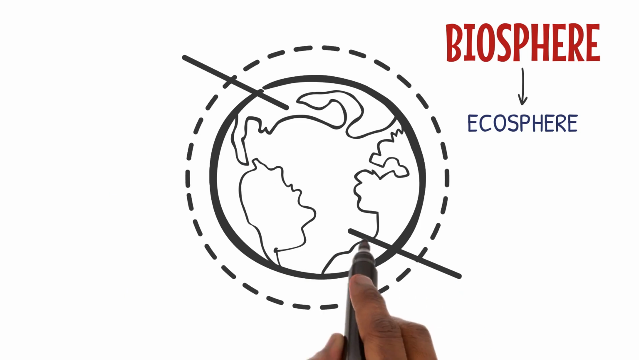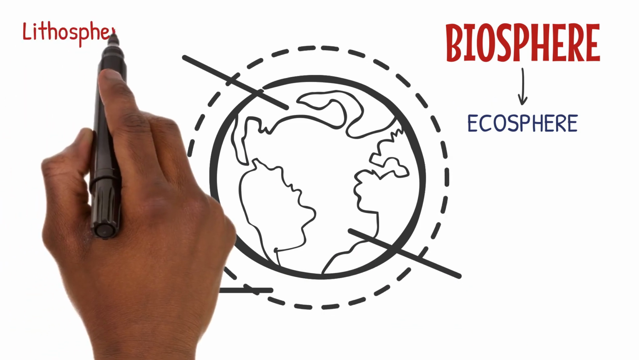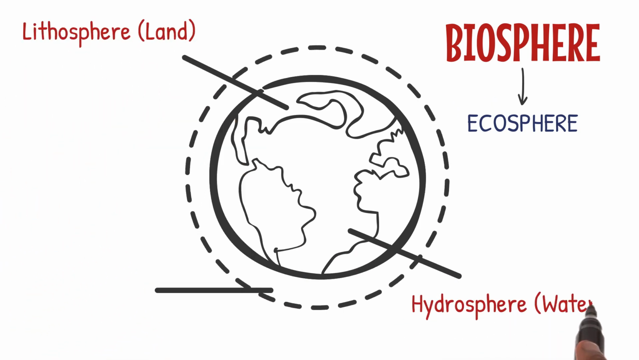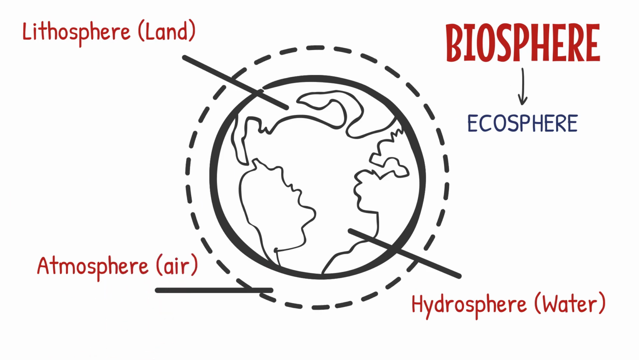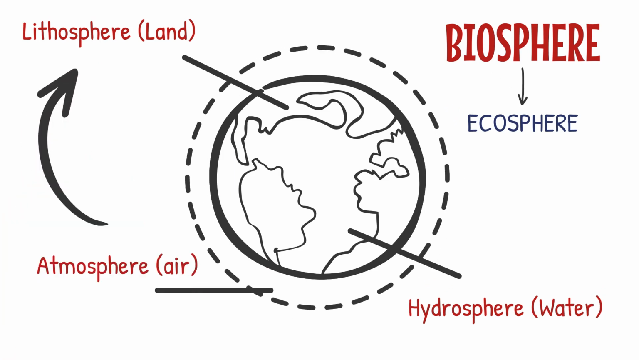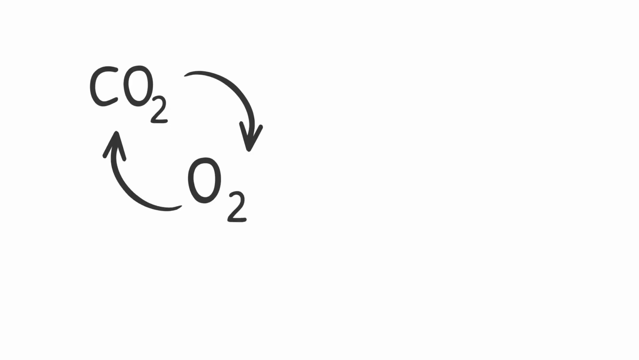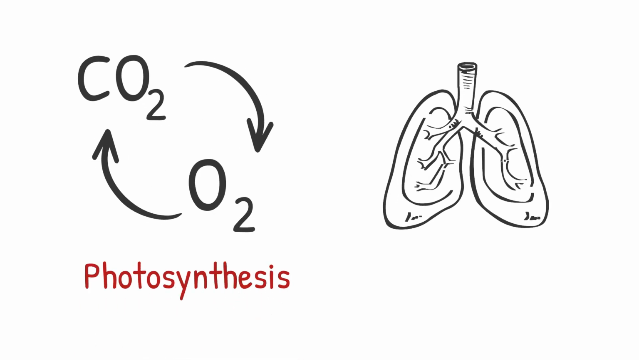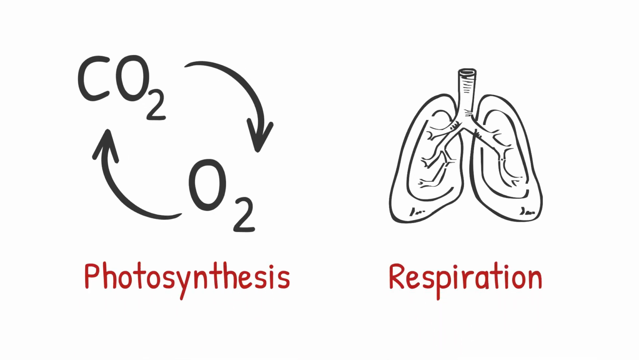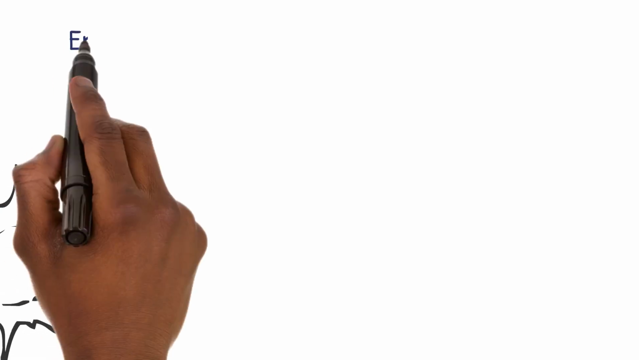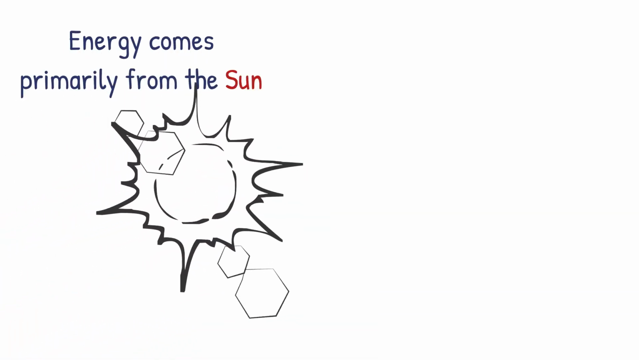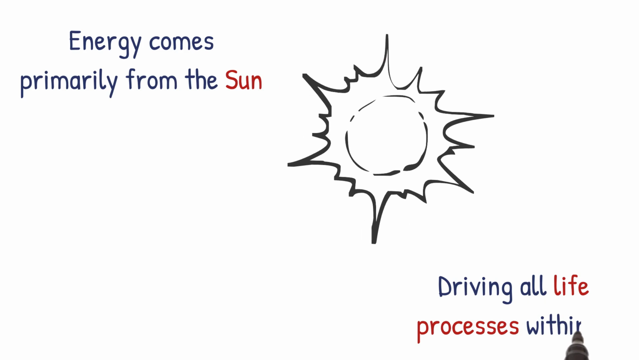It includes three main subdivisions: the lithosphere, land, hydrosphere, water, and atmosphere, air. These components interact at various levels, supporting life through processes like photosynthesis and respiration. The biosphere's energy comes primarily from the sun, driving all life processes within it.